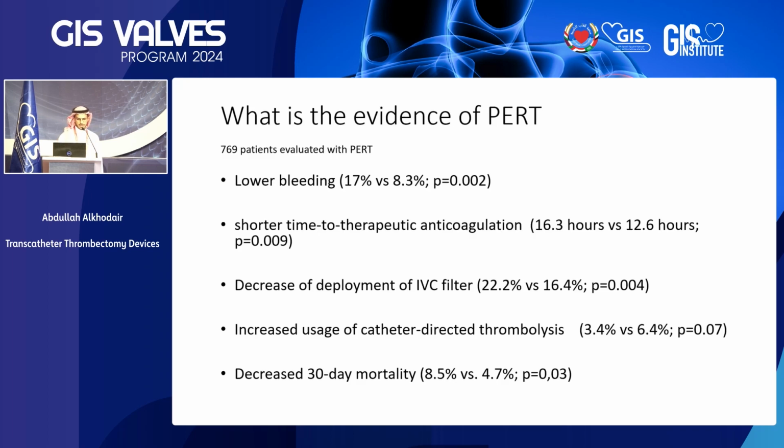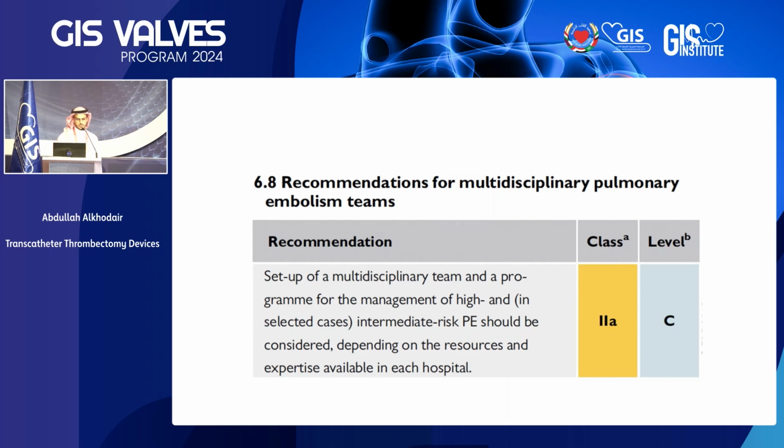The evidence is mostly retrospective, and this is the largest study that looked at the PERT team in a retrospective fashion, and it showed that bleeding was lower when the PERT team was activated. There was shorter time to anticoagulation, probably some decreased mortality, but again, this is all retrospective data. The most recent guidelines recommend that the PERT team should be a class 2 indication with a level of evidence C.